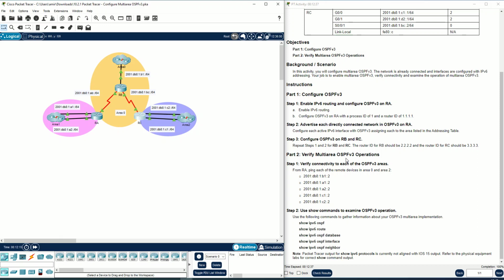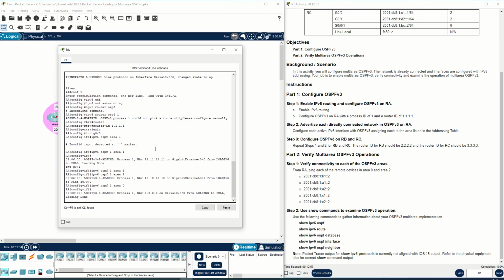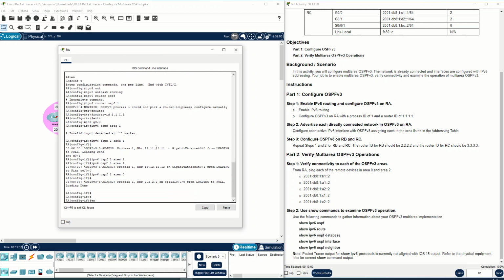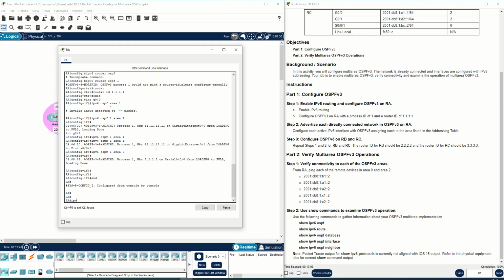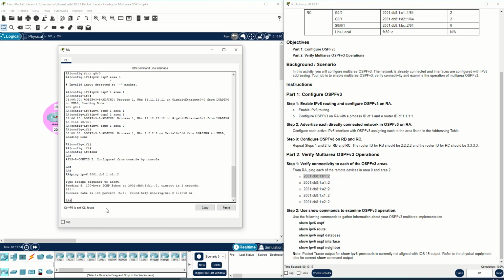Okay. Verify multi-area OSPFv3. We have finished configuration, and we should investigate OSPFv3 operation. From RA, ping each of the remote devices in area 0 and area 2. This is RA, and ping IPv6, and this is the IP address I want. Yes, it works.